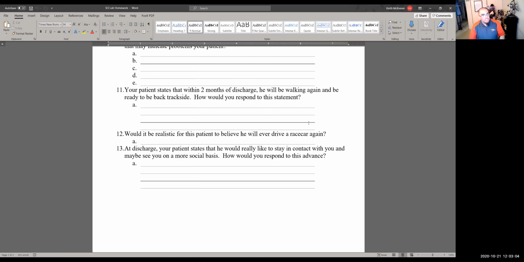And now at discharge, this is a fun question because I've had this. Patient states, I want to really stay in contact with you and maybe see you on a more social basis. Can you give me your Facebook or your Twitter? So again, it's like, nope, not happening. Okay, maybe it's 6 months. Good. If you really want to be active with the patient, sure, go ahead, right?